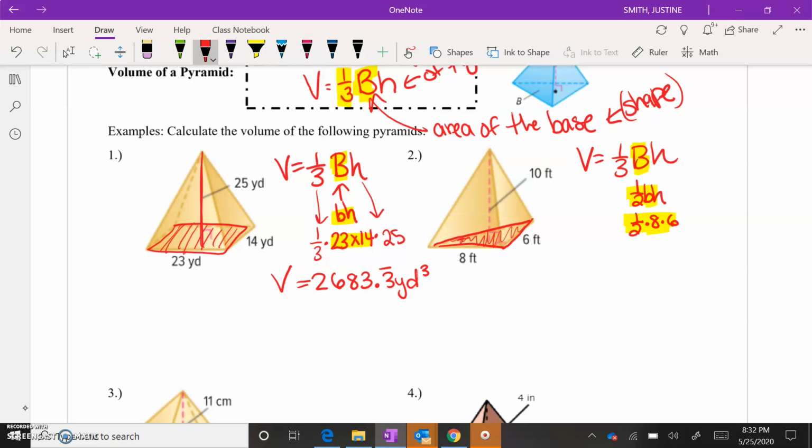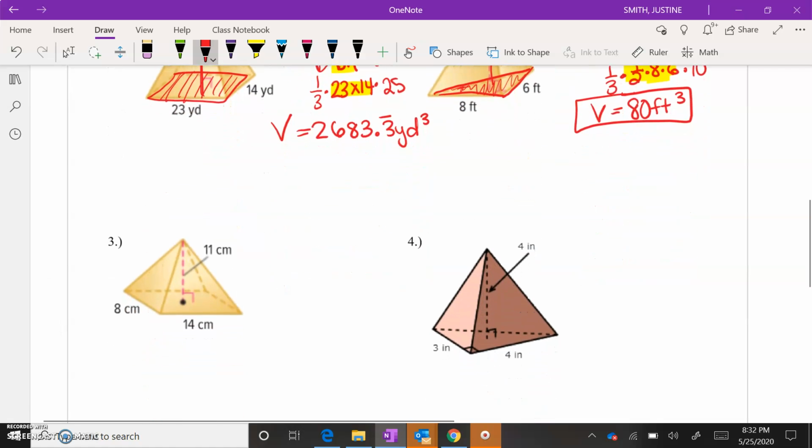So everything else I'm going to bring down. This 1/3 I'm going to be multiplying by, and then the height of the whole entire figure here is this 10. And again, I'm just going to go ahead and multiply this all in my calculator. So 8 times 6 times 10, and then times 1/2, and then times 1/3. That's going to give me 80 feet cubed. So a lot of what you're doing depends on the base of the figure here. All right, so let's try another one.